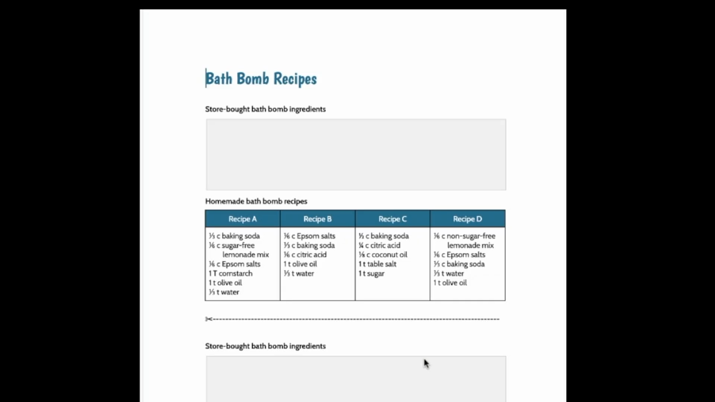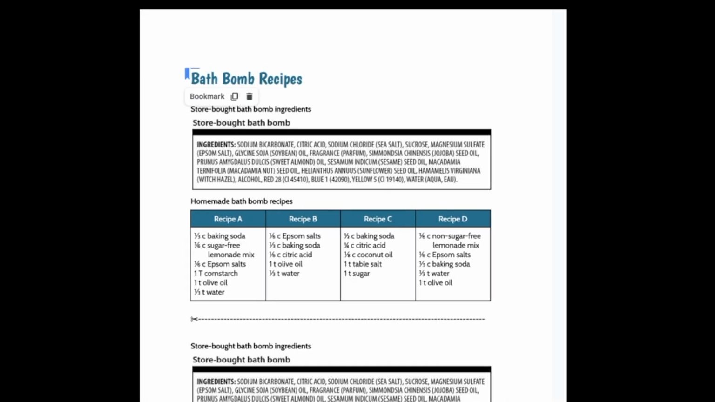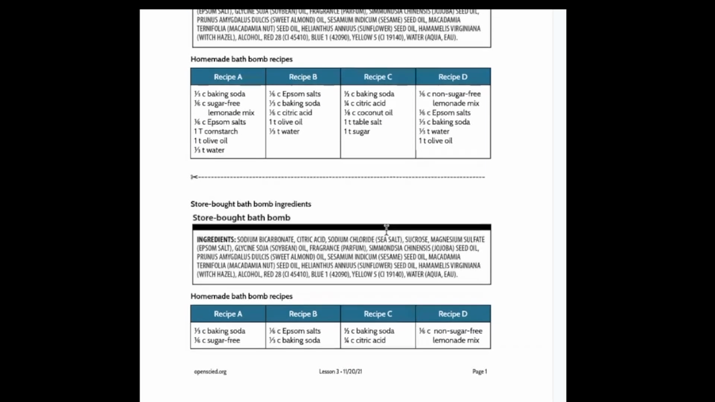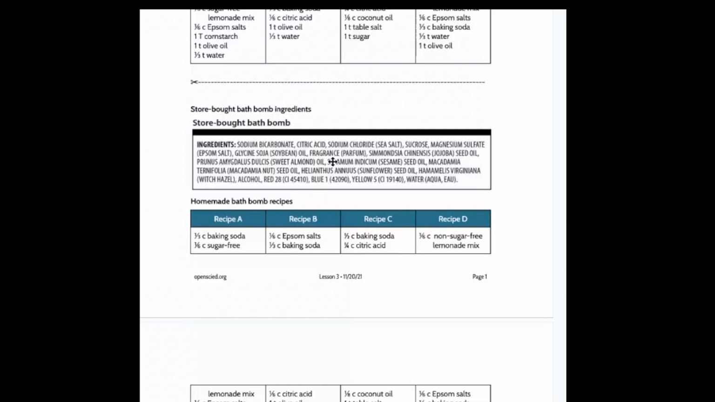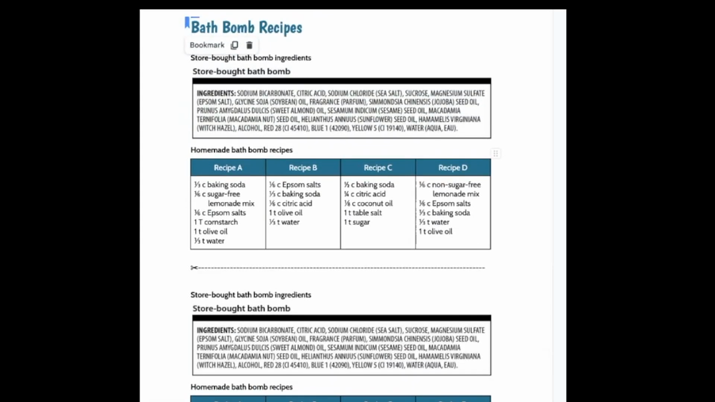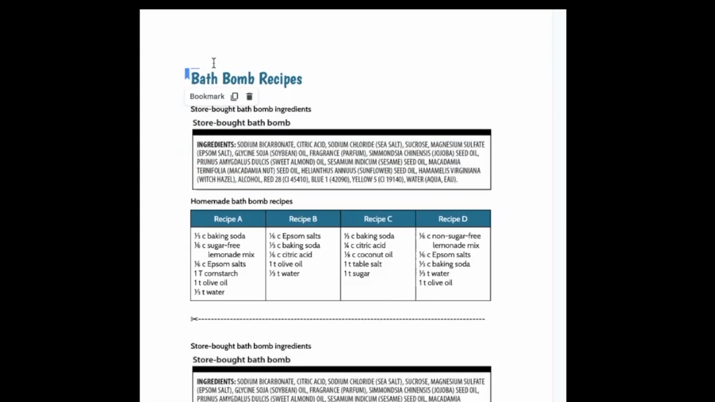And so here is a handout that has all the ingredients that are found in the different recipes. So you've got recipe A, B, C, and D. You also have a store-bought bath bomb. You've got some ingredients there. So there's actually 2 on here. Formatting's a little off, but you can adjust that. And so you will hand out this to students to look at the ingredients.